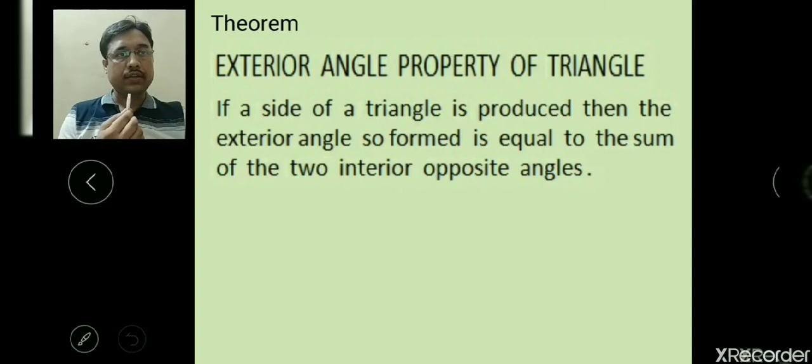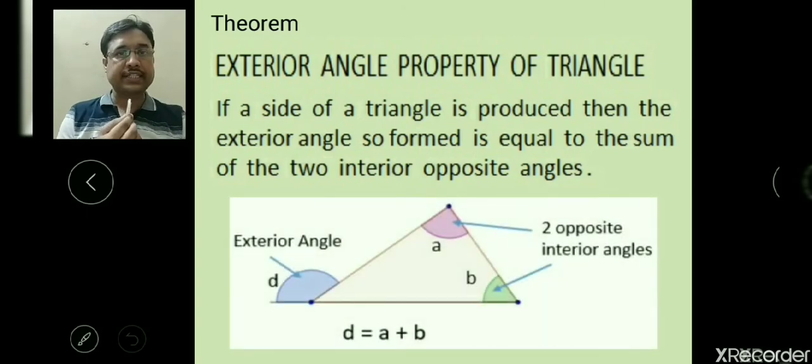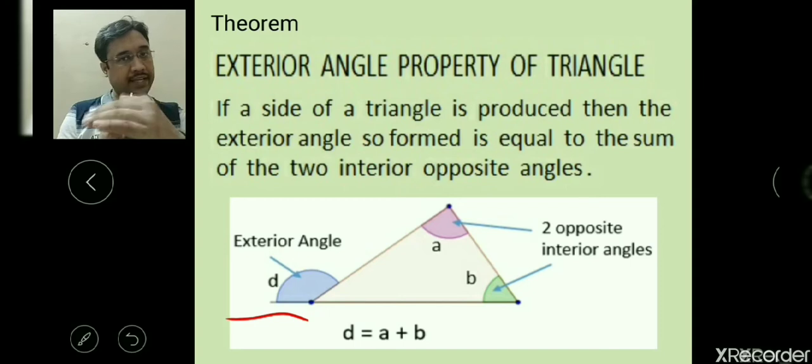First of all, by this diagram you can see that when any one side is extended, if this side is extended here, then one external angle is created there. Whenever one side is extended, one external angle will be created, and that external angle will be equal to the sum of the opposite interior angles.